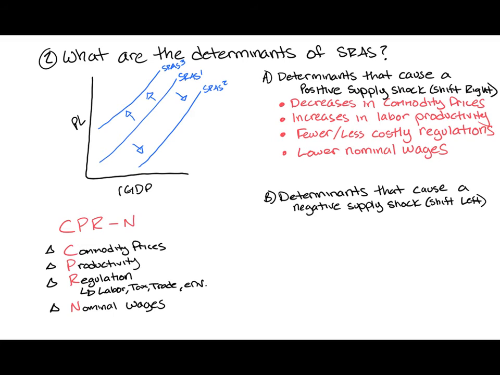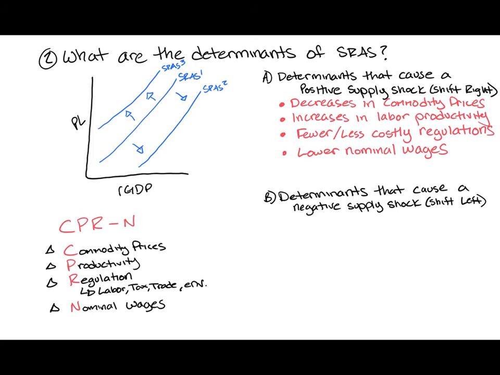So taking a look over here at the right, we can talk about what are the changes in each of those determinants that are going to cause what we call a positive supply shock, aka the short-run aggregate supply curve shifting to the right. When we talk about aggregates, we generally call them shocks as opposed to shifts. The AP exam will accept either one from the kids, though, so don't let that confuse them too much. So the changes that will cause an increase in short-run aggregate supply or a positive supply shock are decreases in commodity prices, increases in overall labor productivity, fewer or less costly government regulations, and lower nominal wages.